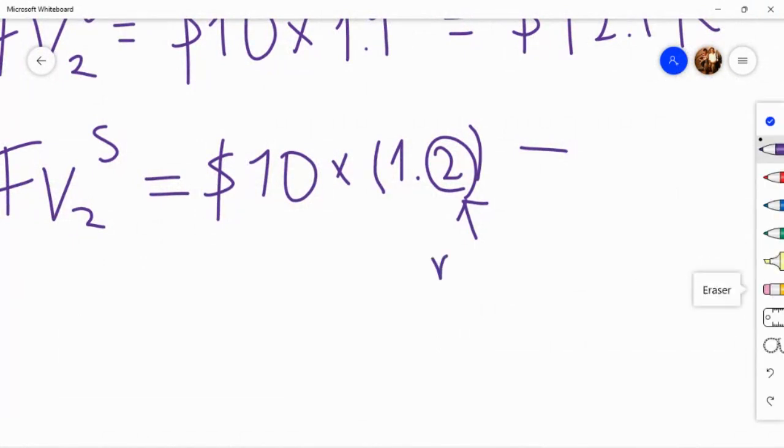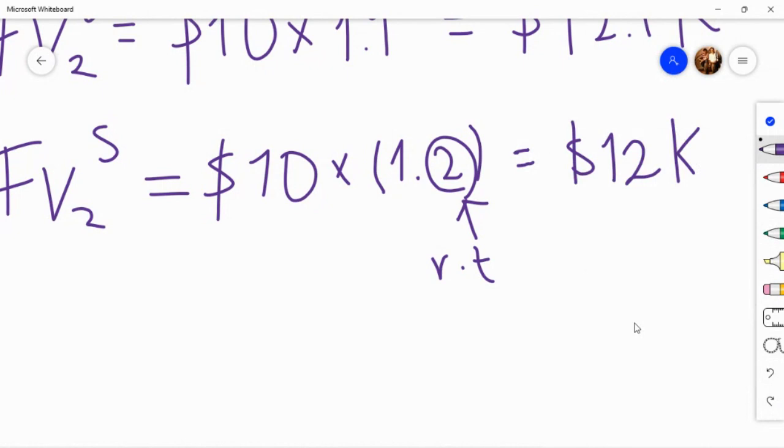Because that's just R times 2, 10% interest rate for 2 years. It's not difficult to tell, it's going to be just 12K. Now, the difference may not be a big deal. It's only $100 difference, but think about it. If we extend it for like 10 years, there will be a huge difference, really, over 10 years.